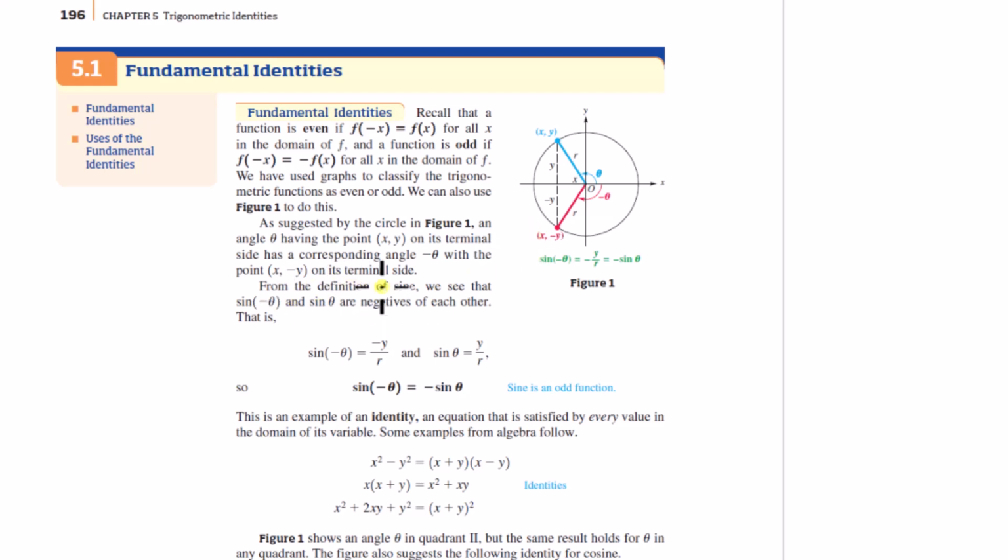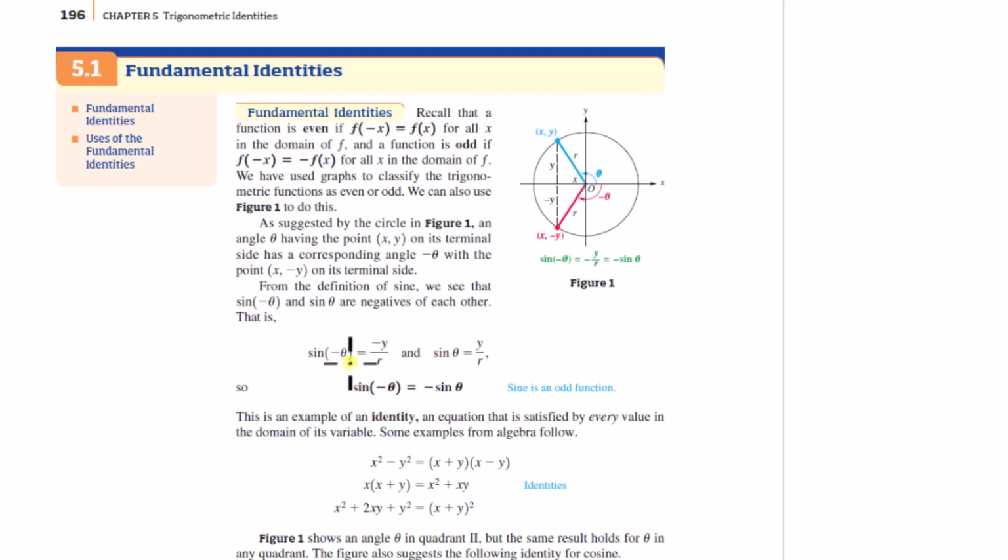From the definition of sine, we see that sine of minus theta and sine theta are negatives of each other. So we're using the general definition of trig functions here. You could use any circle if you wanted to; it didn't have to be a unit circle. And so sine of minus theta here is minus y divided by r, and sine of theta is y divided by r. Okay? So sine of minus theta and sine theta are negatives of each other.